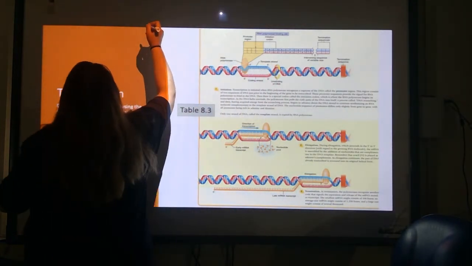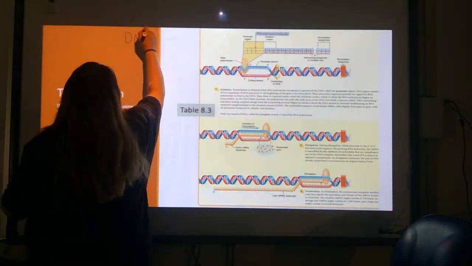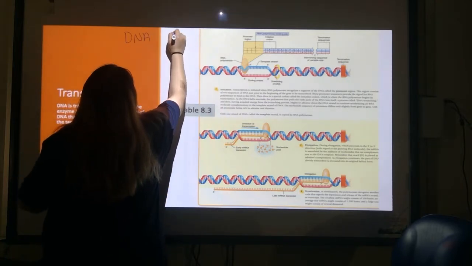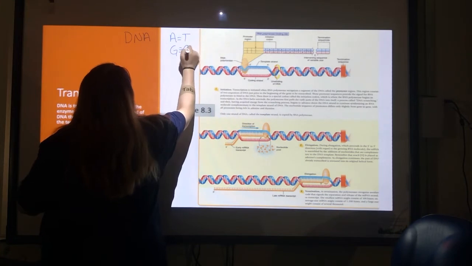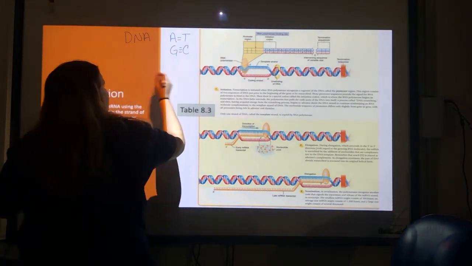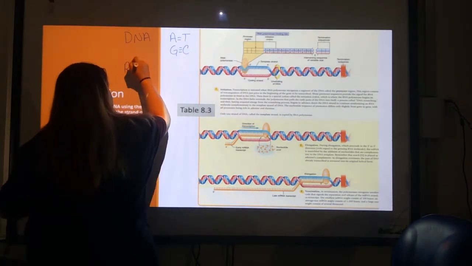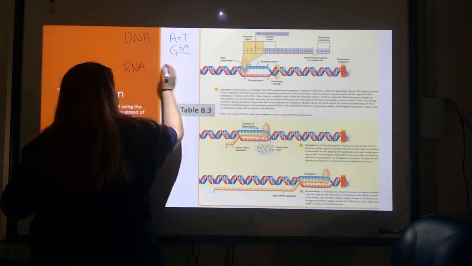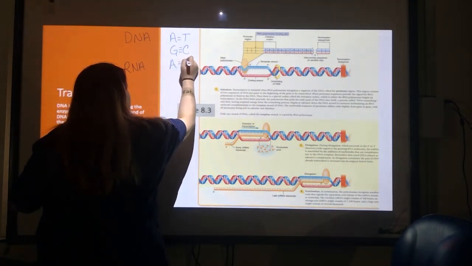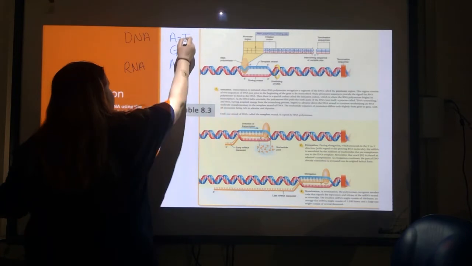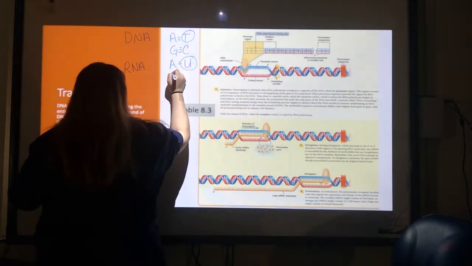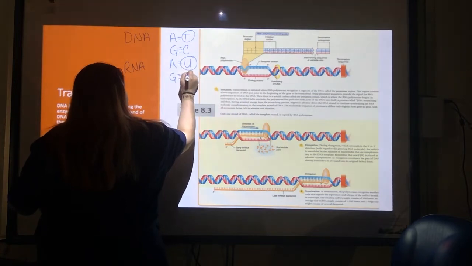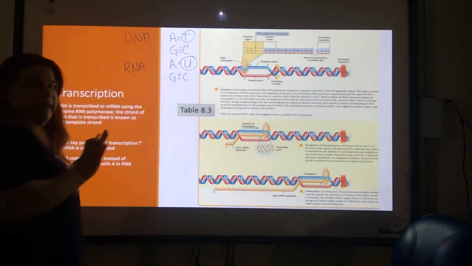Let's see, DNA, we said Alice, Texas, go Coyotes. Well, RNA, instead of the thymine, now we have uracil in its place. Guanine and cytosine are still together though.